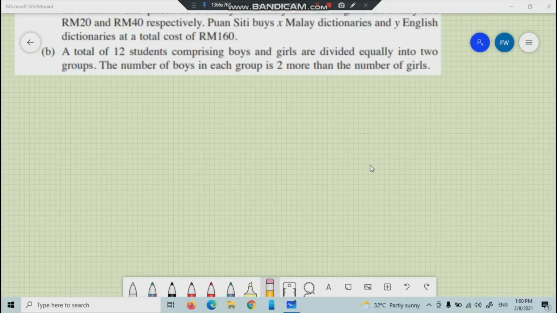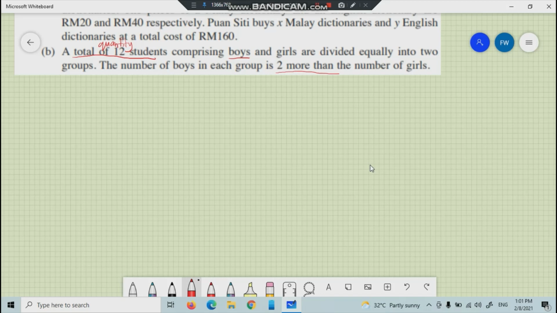Now we are going to do the same thing on our question B. Question B, a total of 12 students. Okay, this is our quantity. 12 students comprising boys and girls are divided equally into 2 groups. The number of boys in each group is 2 more than the number of girls.